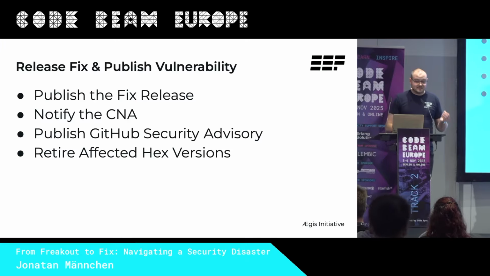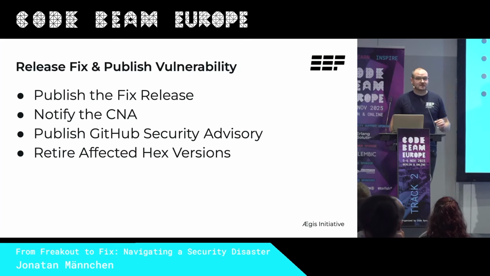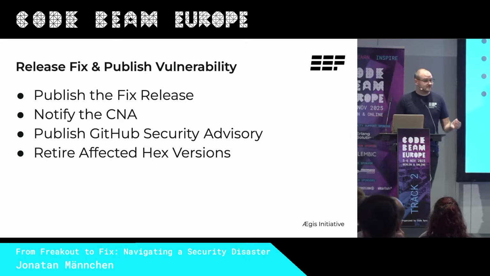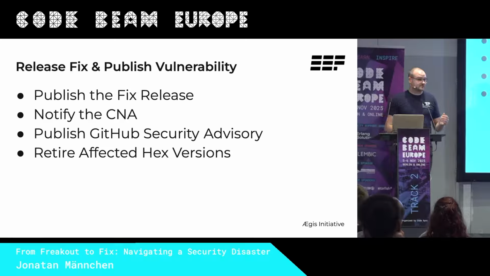Next, tell the CNA that it's now time to publish the CVE now that your patch is available. This officially injects that identifier into those global vulnerability feeds. And then also flip your private GitHub security advisory, or if you handle it somewhere else, from draft to public so that the world sees your advisory alongside the code. Finally, retire the affected Hex releases to prevent any new installs of the vulnerable code.